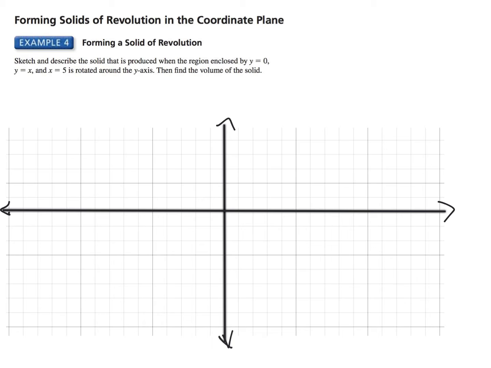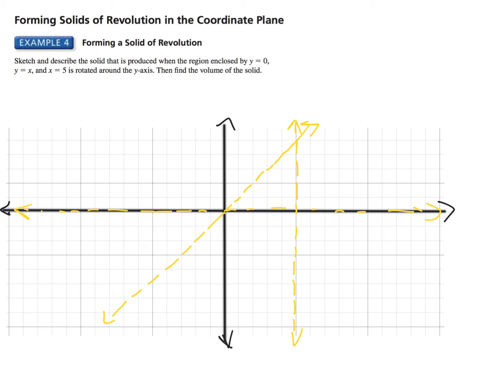All right, labeling the pieces, we have y equals 0. So that's going to be a horizontal line. No matter what x is, y is always 0. So there's that first piece. And then x equals 5, which means that at 1, 2, 3, 4, 5, we've got that piece. And then we have y equals x. So that's this line this way. So we graph the three pieces.